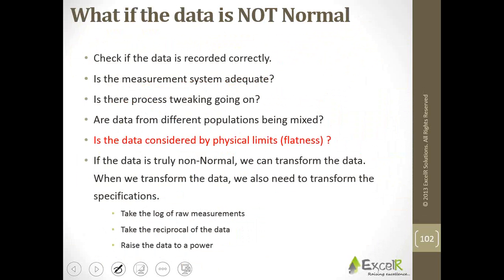What if the data is not normal? What do you do if the data is not normal? All right, if data is normal, it's very easy.